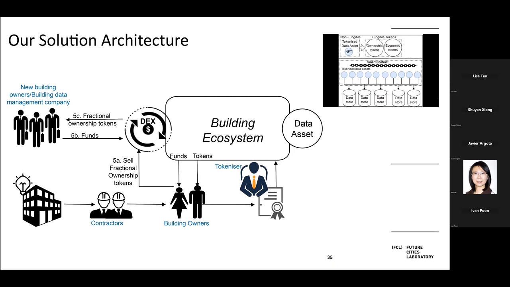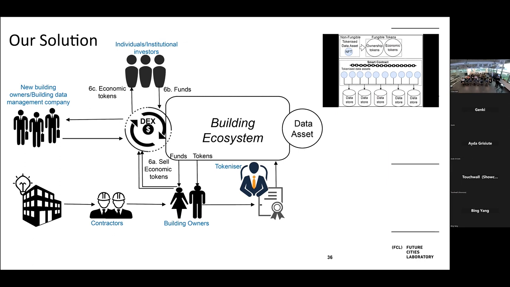blockchain. And the new owners, or it can even be the management company who is interested in the building information, can decide to buy these tokens off the DEX, by paying funds, and funds are sent to the building owner. So this is how ownership tokens are exchanged between the building owner and interested parties.